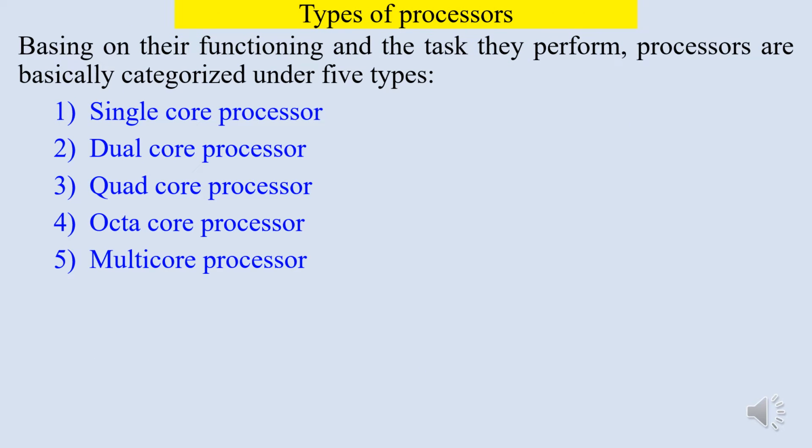Now it's a time to discuss types of processors. Nowadays, to meet the increasing requirements, more than one processor is used simultaneously in a computer, based on their functioning and the task they perform. Processors are basically categorized under 5 heads. Number 1, single core processor. Number 2, dual core processor. Number 3, quad core processor. Number 4, octa core processor. And number 5, multi-core processor. We will discuss one after another in subsequent slides.